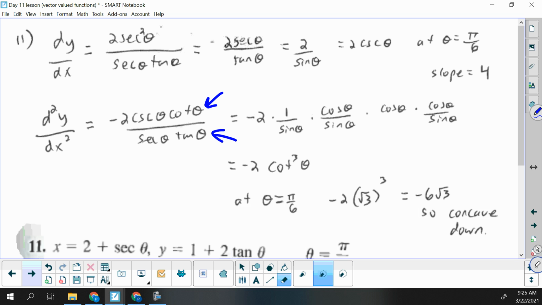And then I wrote them all in terms of sines and cosines. Here's our cosecant, here's our cotangent. And if you're dividing by secant, you're multiplying by its reciprocal. If you're dividing by tan, you're multiplying by its reciprocal. You end up getting negative 2 cotangent cubed. At pi over 6, cotangent is square root of 3 over 1. So when you cube that, you end up getting a negative, so it's concave down.